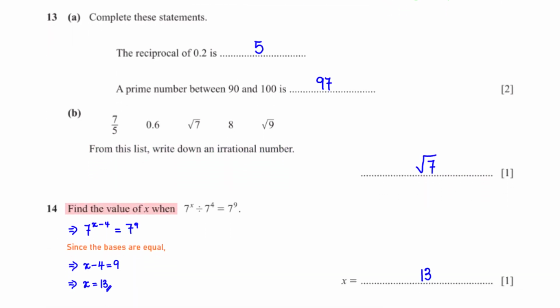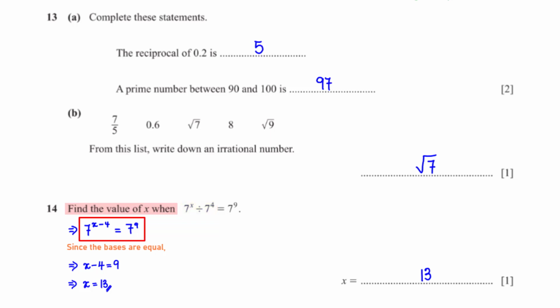Find the value of x when 7 raised to the power x divided by 7 raised to the power 4 equals 7 raised to the power 9. Since these two are dividing and they have the same base, their powers subtract. So this becomes 7 raised to the power x minus 4.